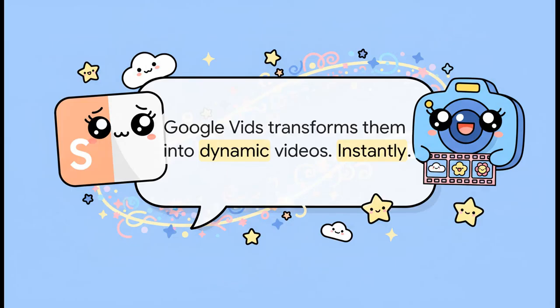Well, here is the solution. Meet Google Vids. It's a new tool powered by Google's AI, Gemini, and it's built to solve this exact problem. It takes your existing Google Slides and, it's almost like magic, it turns them into full-on videos. And the best part? It can do it in a snap.